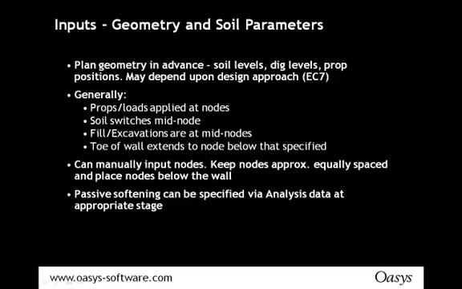However, through now automatically analyzes the nodes, so as long as you have a good understanding of your geometry and apply it in a way that doesn't conflict with those rules with the nodes, you should be able to input a problem. And I'd also like to note here the passive softening can be specified via the analysis data section at the appropriate stages as well.